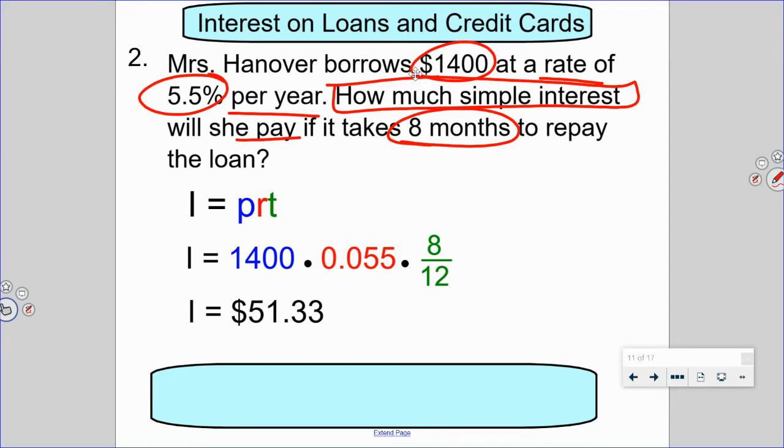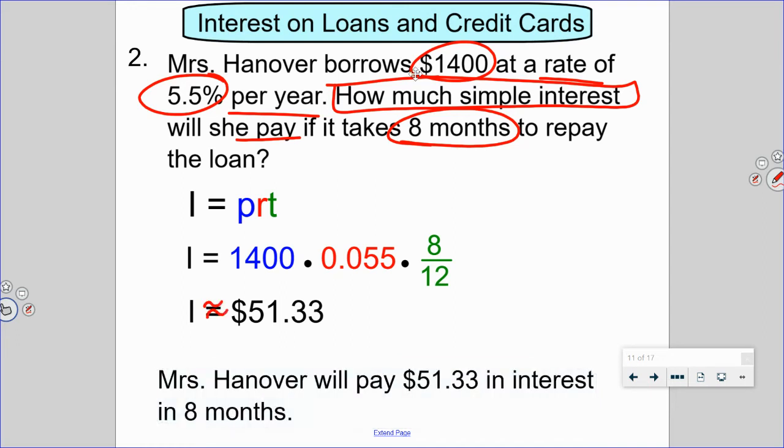This one will go on and on, so maybe we should write approximately. Mrs. Hanover will pay about $51.33 in interest over the course of 8 months. Again, pause if you need. Come on back when you're ready for the next example.